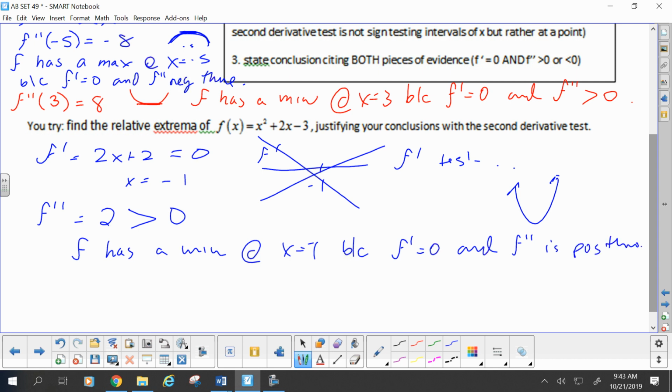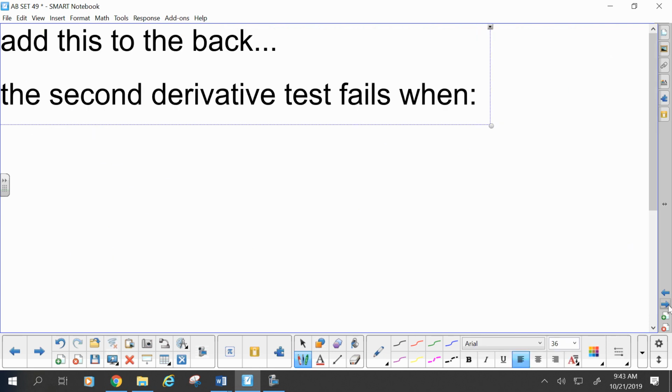All right. That's about good. Now, would you flip this over? I wanted to get one more example here. The second derivative test fails when the second derivative is 0 or the second derivative is undefined at a critical number.